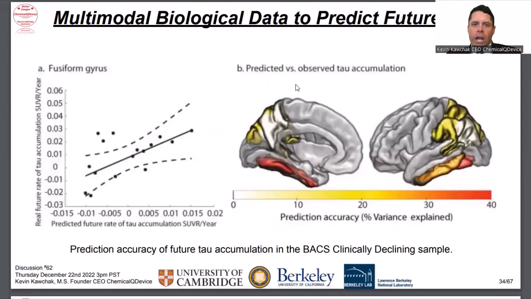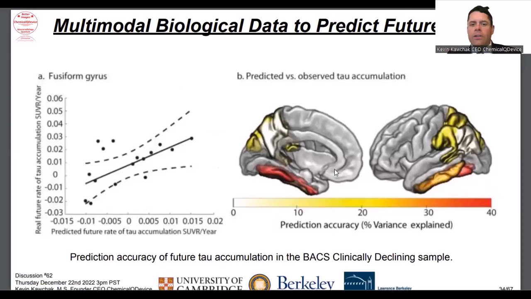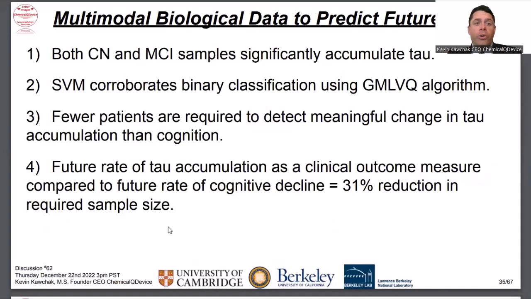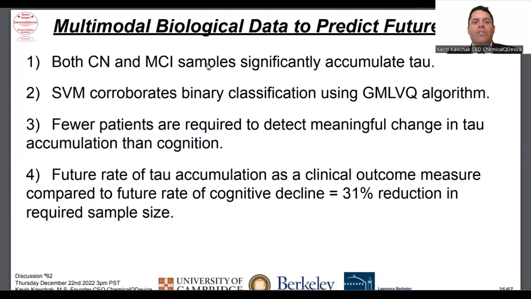And here's another kind of close-up. So this is predicted versus observed tau accumulation. And observed, I believe, is on the left, and so you see prediction on your right. Basically, they provided a lot of diagrams and a lot of explanation as far as this might be something that would work for clinical use. So cognitively normal and MCI samples significantly accumulate tau in certain cases.